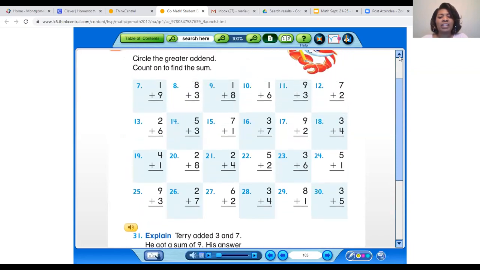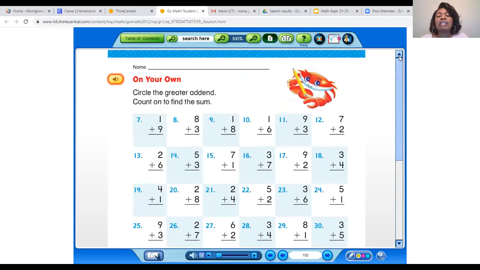We have a lot of practice problems here where you can circle the greater addend and count on to find the sum. So this is practice for today. I want you to practice counting on. So you start with the bigger number and you add on or count on the other number, the smaller number. So my bigger number for 1 plus 9 is 9. And I'm going to count on 1 more. 9, what comes after 9? 10. All right, number 8.